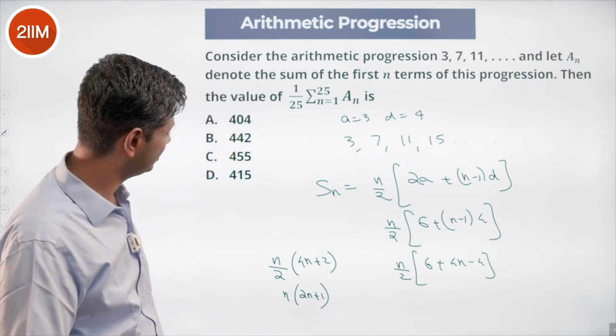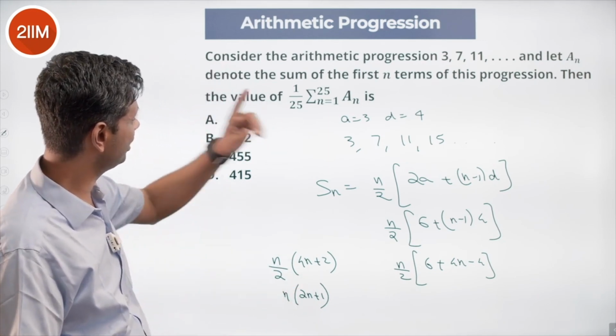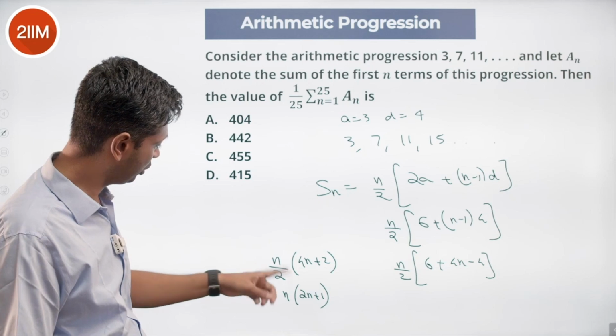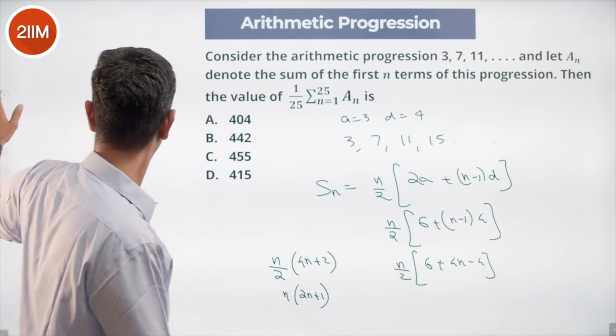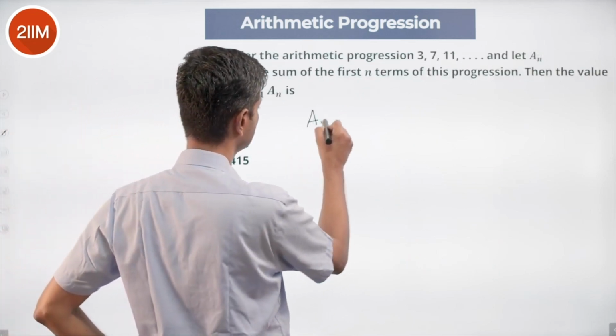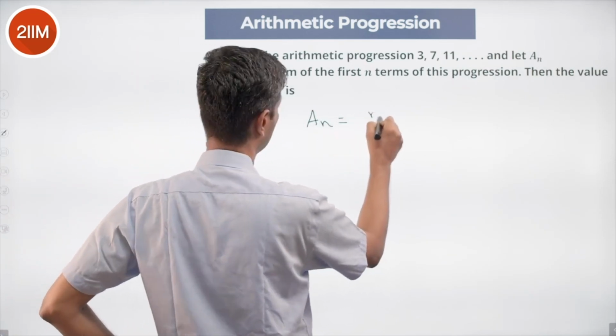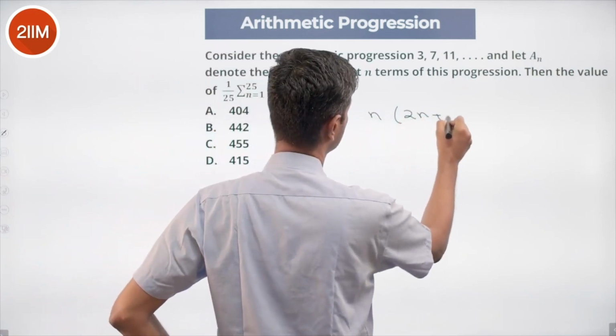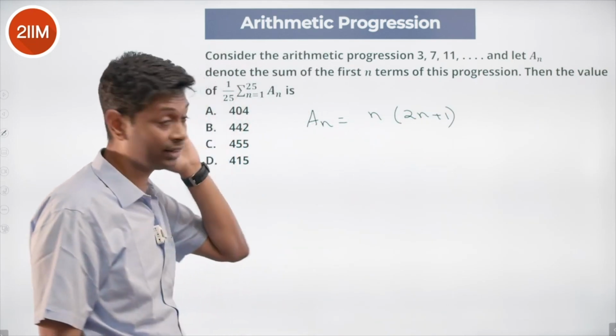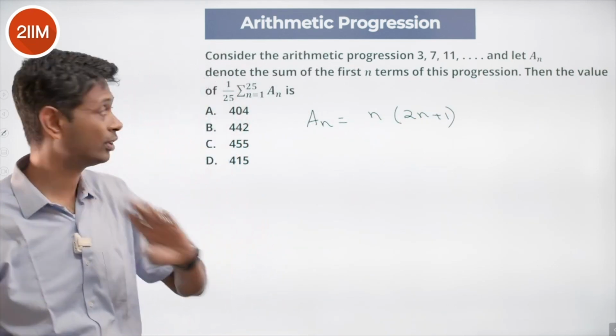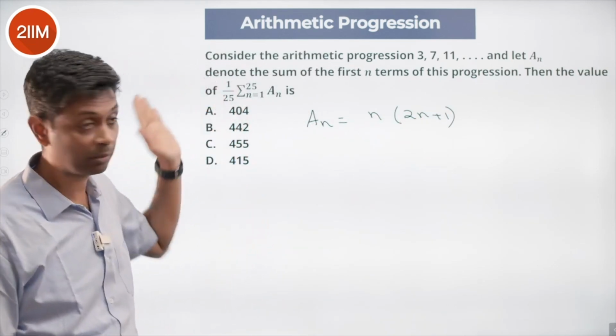When n is 1, this is 1 into 3, 3, yeah. When n is 2, this is 2 into 5, 10, yeah, that works. So a n is n times 2n plus 1. We want to do sigma a n and then do a 1 by 25 of it. 1 to 25 times, then divide by 25.